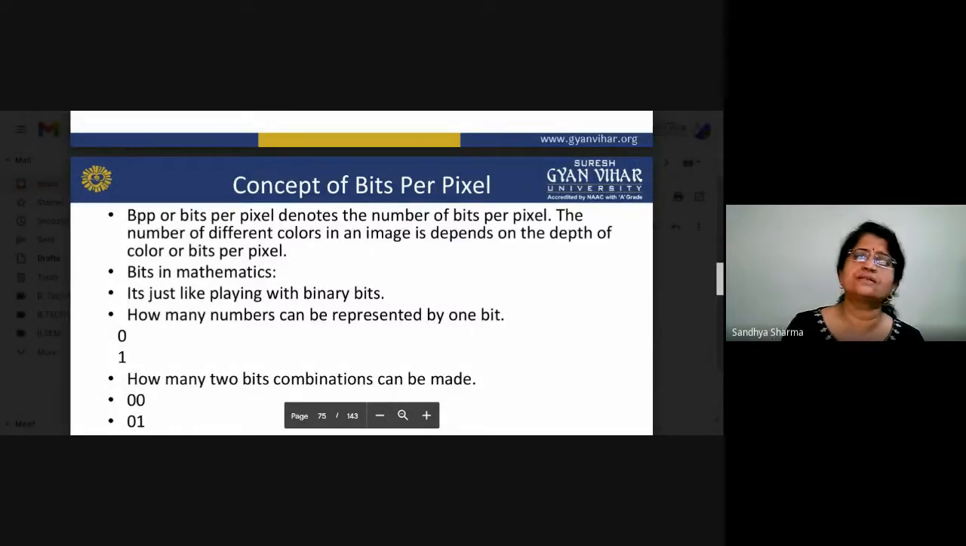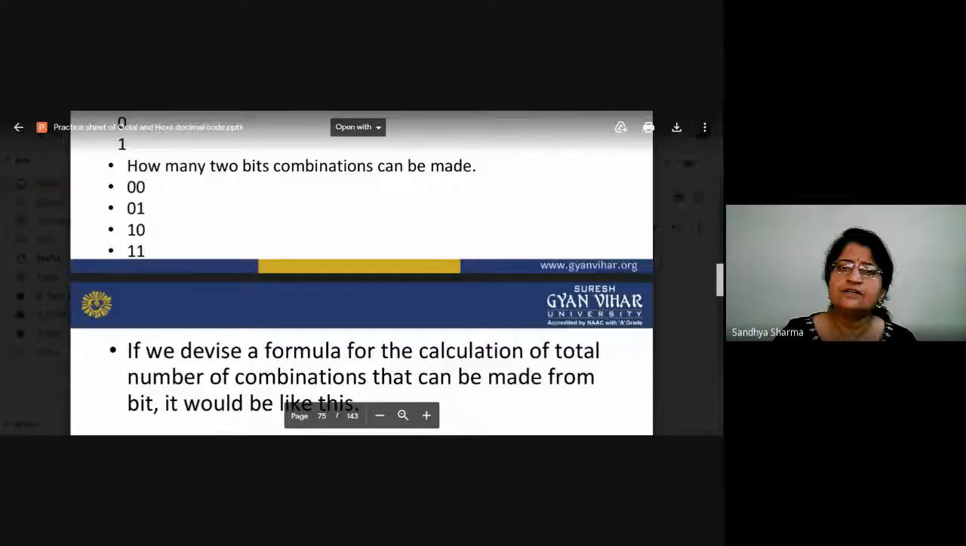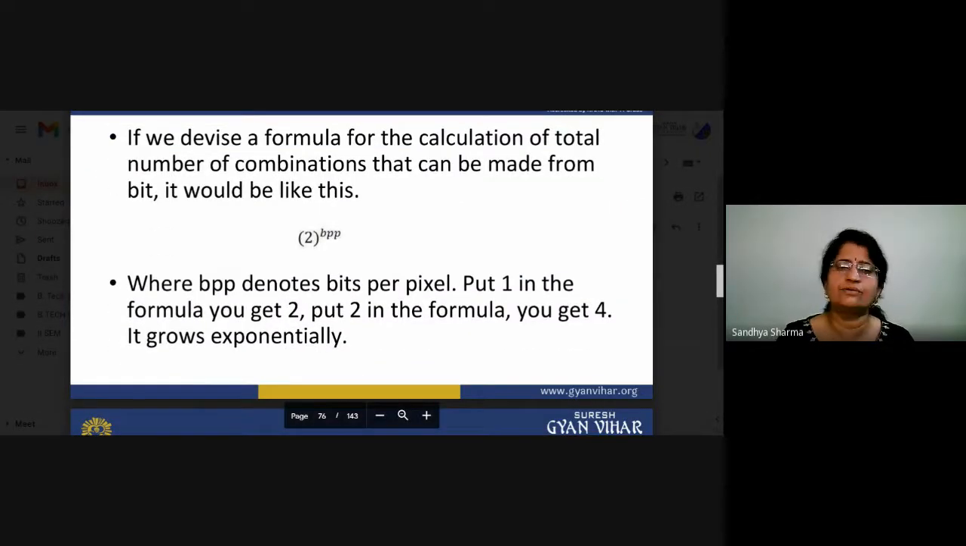In our next session we will discuss the fundamentals of color images. In that session we will discuss how many different colors we can create in our image system. The number of different colors in images depends on the bits per pixel, or depth of color. If you have a 2 bit representation, there are 4 combinations: 0 0, 0 1, 1 0, 1 1. So there are 4 levels, and you represent it accordingly.